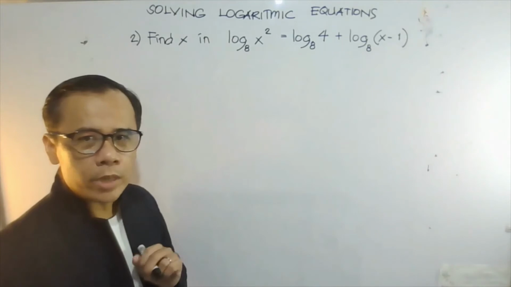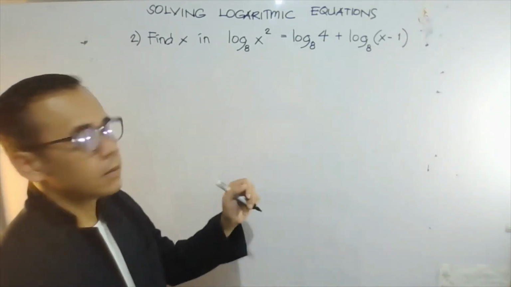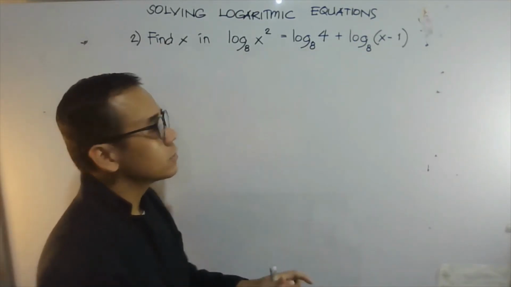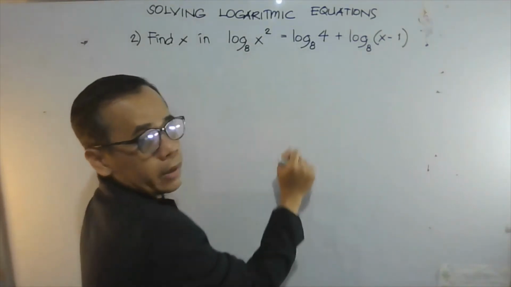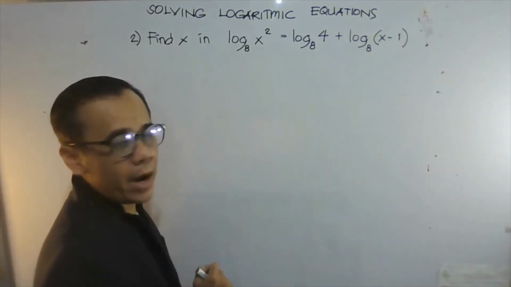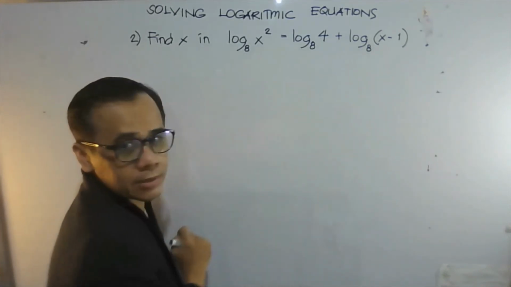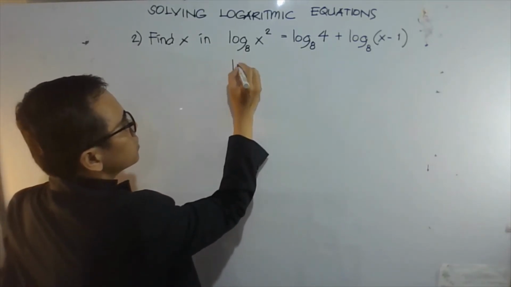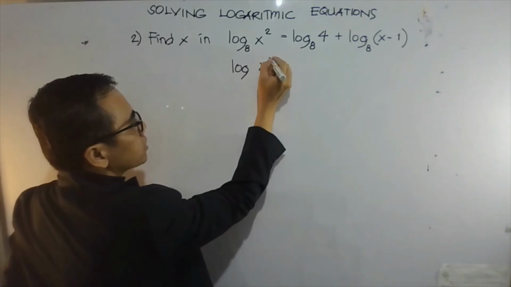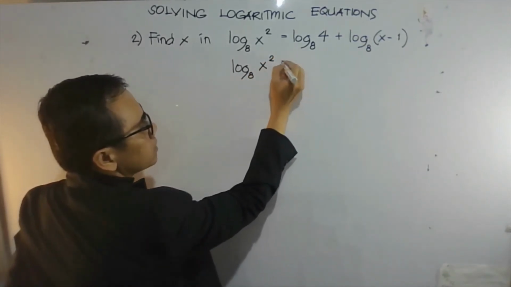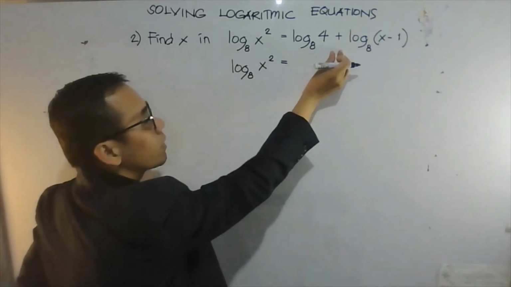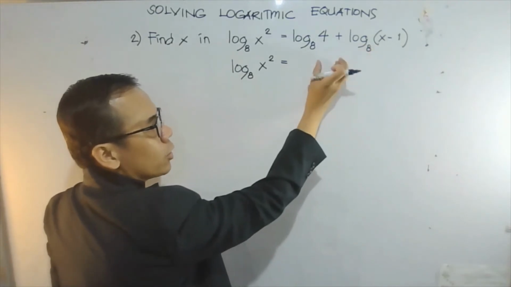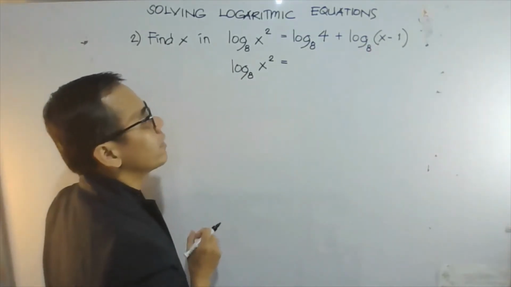We have here another equation. Log of x squared base 8 is equal to log of 4 base 8 plus log of x minus 1 base 8, and we are asked to find the value of x. Okay, so let's solve this one. You can see, this addition is the expansion of the product rule. So we have to condense this to form one single logarithm.